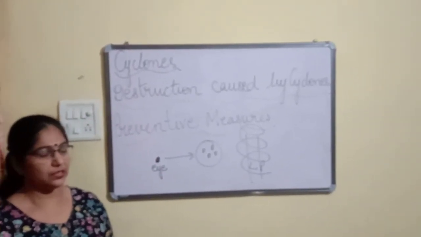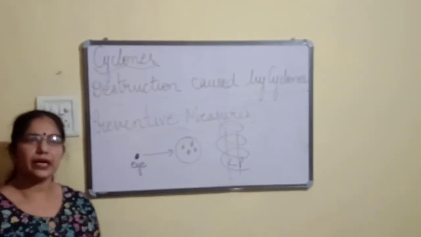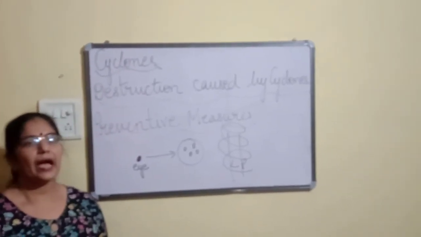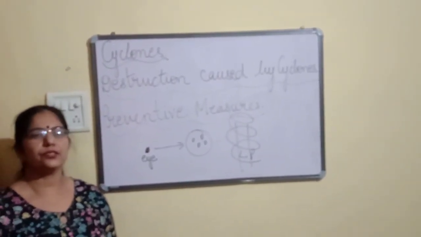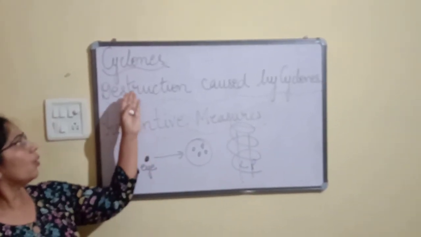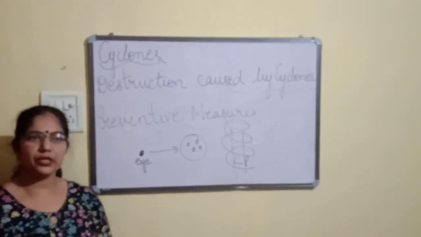These are the preventive measures that we must take during cyclones. Now children, a cyclone has different names in different countries. For example, it is called a hurricane in America, and in the Philippines and Japan it is called a typhoon.